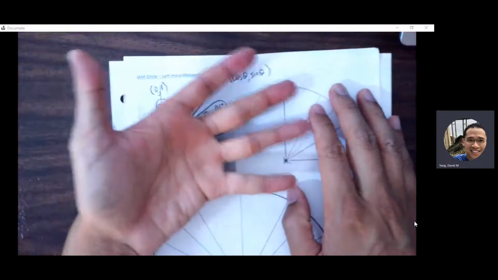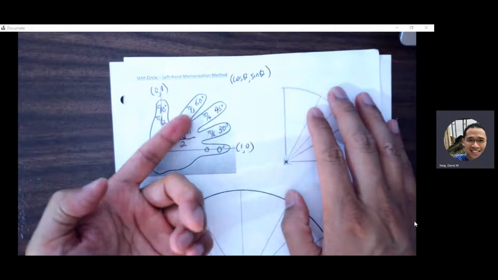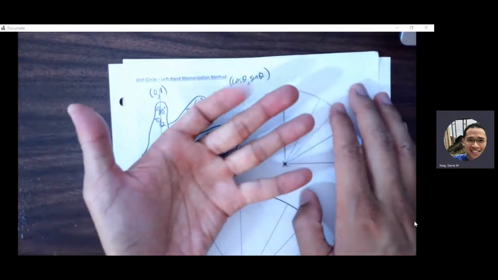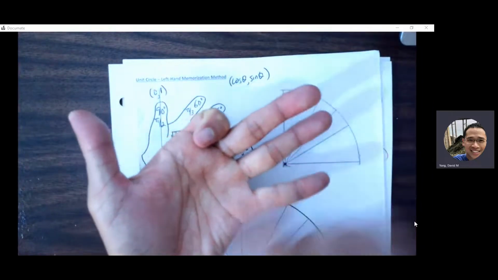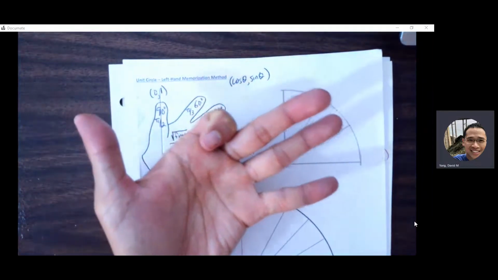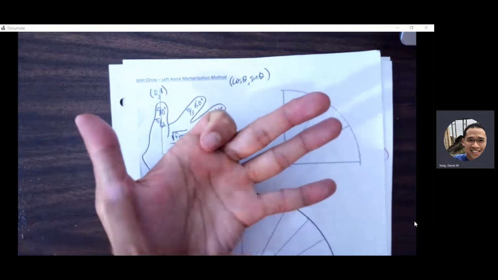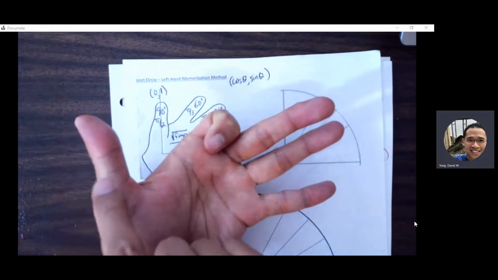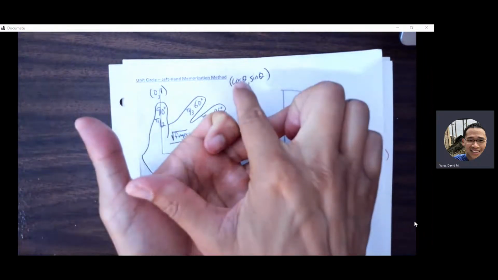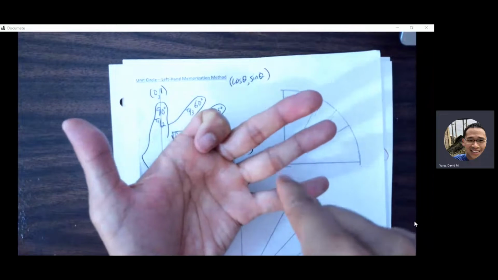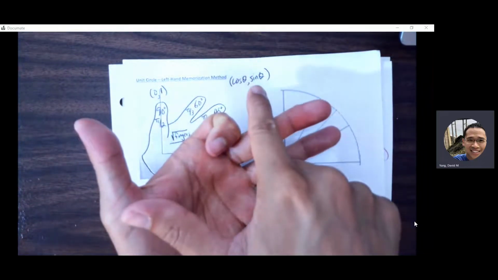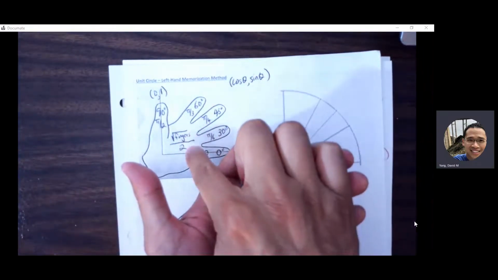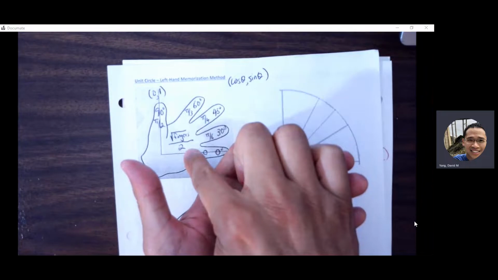Let's do the index finger first. So the index finger refers to the 60-degree line. You're going to take that index finger and fold it down. Now look at the remaining fingers that are showing. To the left, we see one finger, so that's going to correspond to cosine. And the 3 fingers here, that's going to correspond to the sine. Okay. So the formula is the square root of the number of fingers over 2.